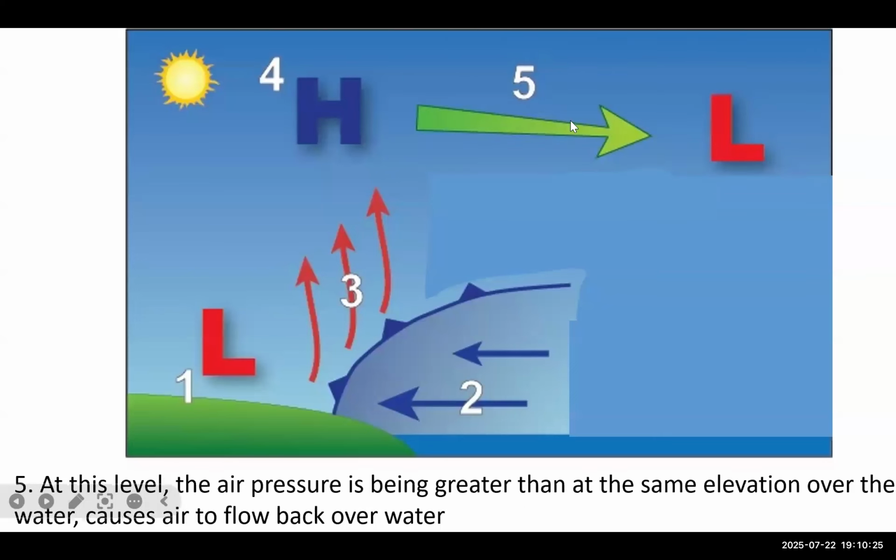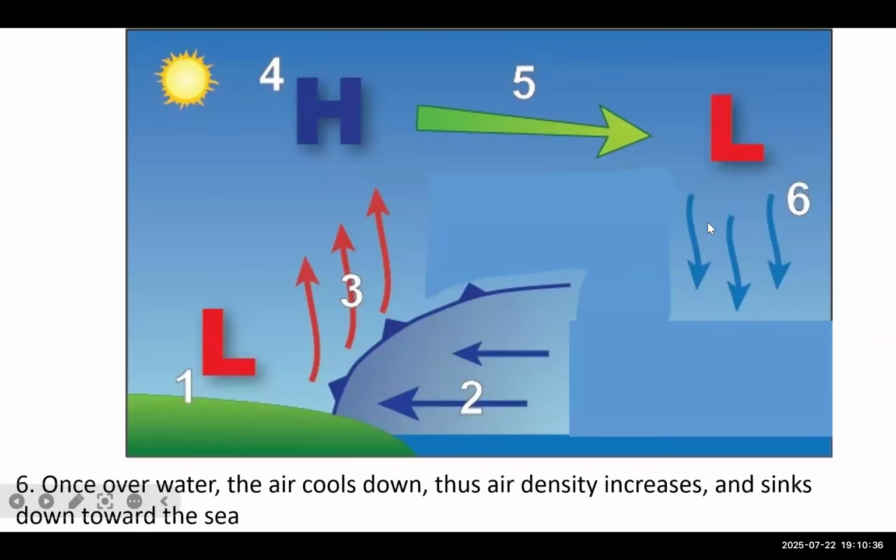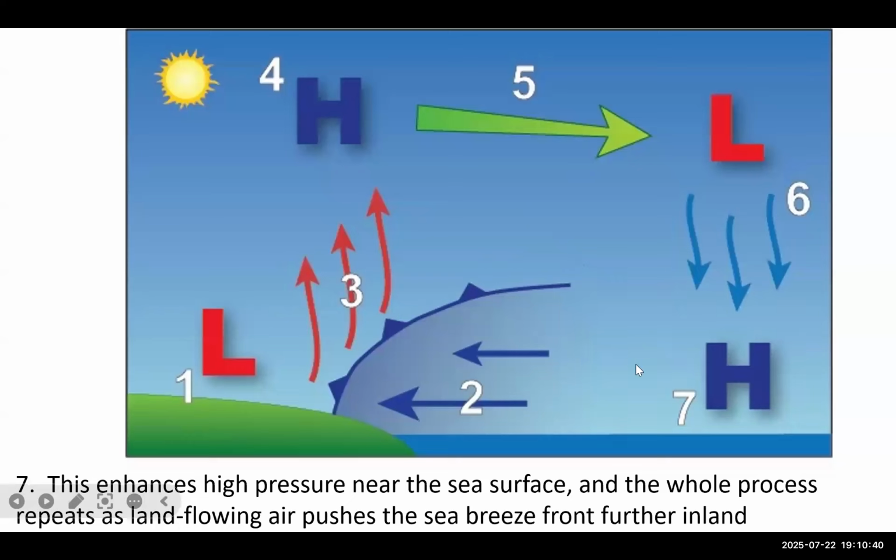It's going to create a wind in altitude flowing from the high pressure to the lower pressure back to the water. This wind is going to cool down over the water and it's going to sink. And by sinking, it's creating the high pressure over the water that we mentioned earlier. So this is the end of the loop, and the sea breeze has been created and is going to keep rotating, okay?